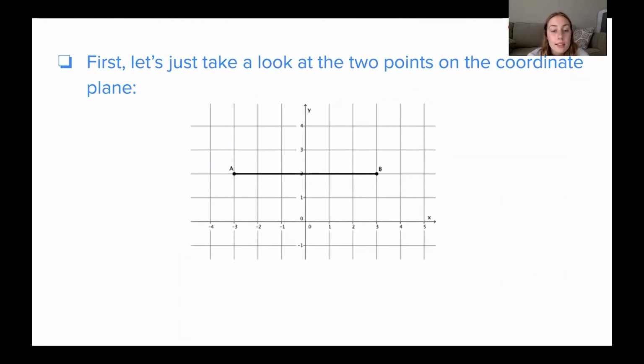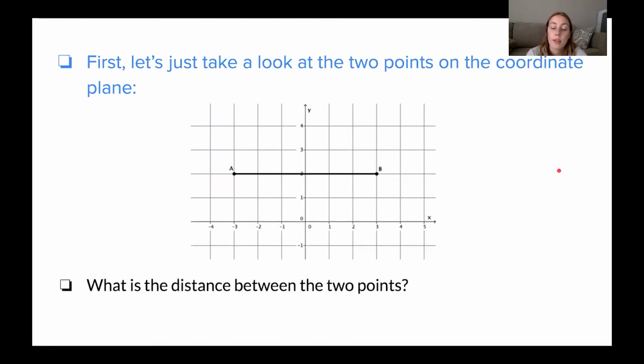Okay, so now let's take a look at 2 points on this coordinate plane. We have point A and we have point B. What is the distance between these 2 points? So when you look at these 2 points, right off the bat, what is the distance? Maybe you take a second to count, but we're gonna count together. 1, 2, 3, 4, 5, 6. So the distance between point A and point B is 6 units.